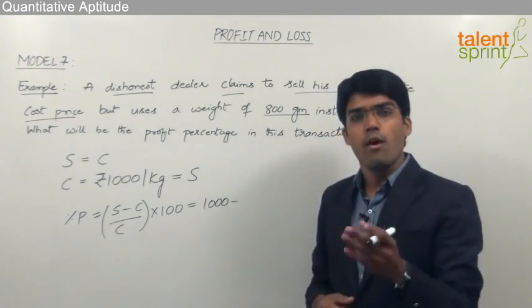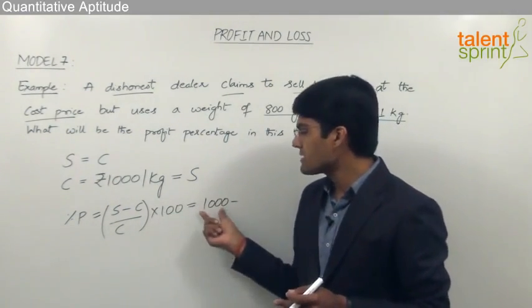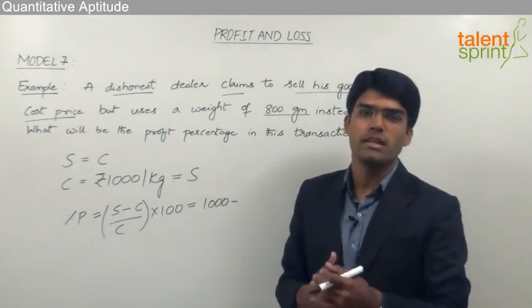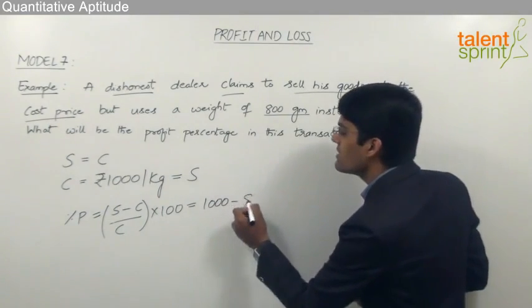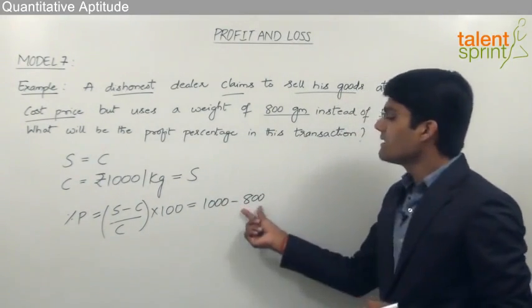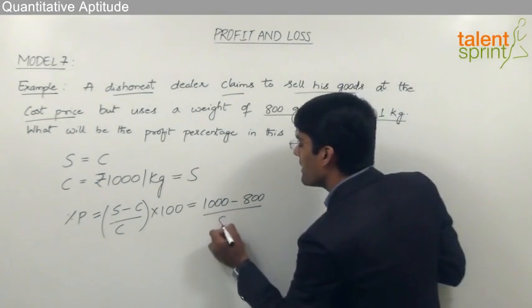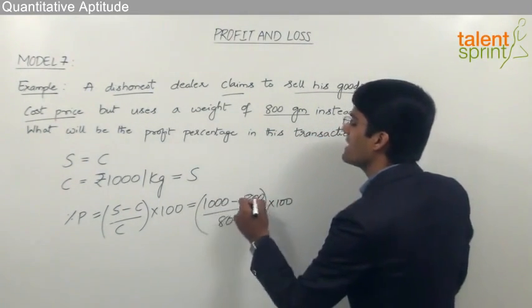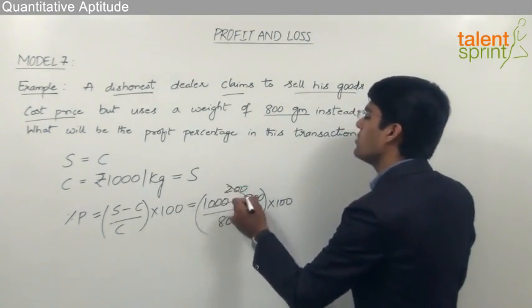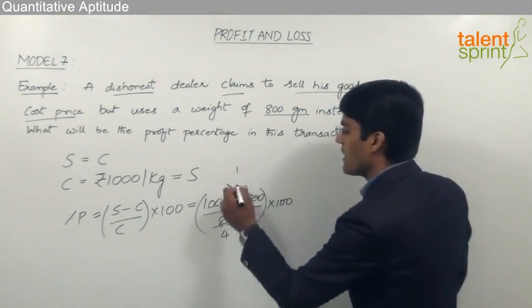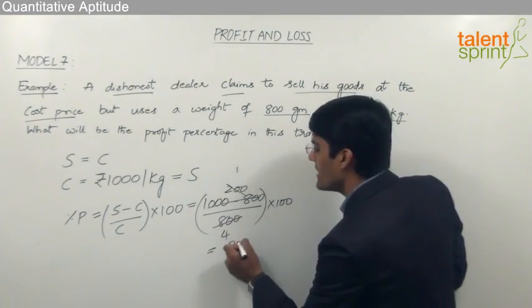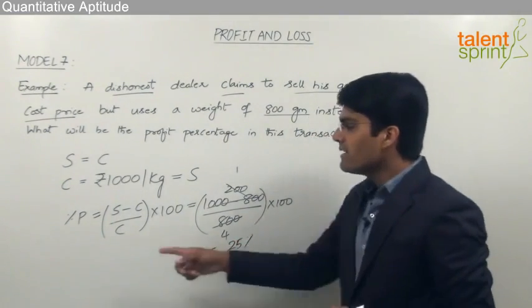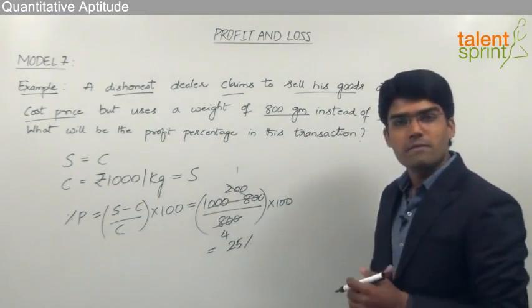So very clearly what he gets is 1000 rupees, but what he has spent there is only 800 rupees. So we can say 1000 minus 800, where 800 is the cost price, divided by 800, into 100. So 1000 minus 800 will be equal to 200, and 200 by 800 is 1 by 4. So 1/4 is equal to 25%. So we can say that the profit made would be 25%.